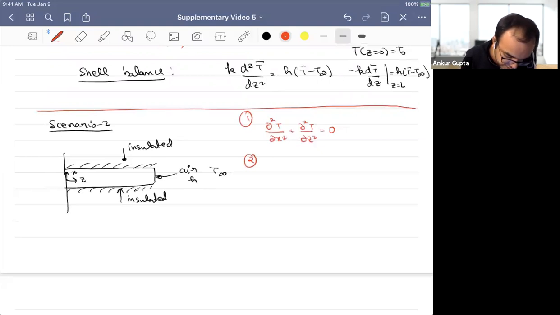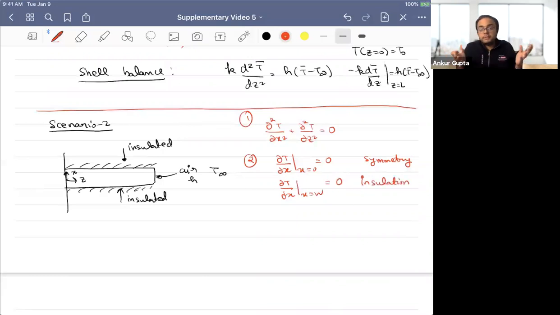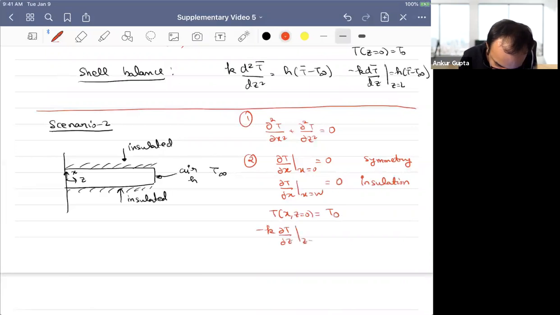So in X, we know that del T by del X is 0. It will still be 0 at X equal to 0 because of symmetry, right? But then it will also be 0 now at X equal to W, because basically it's insulated. Insulation means that there cannot be any flux. And the other two boundary conditions remain the same: at Z equal to 0 it remains T naught, and minus K del T by del Z at Z equal to L is H into T minus T infinity.